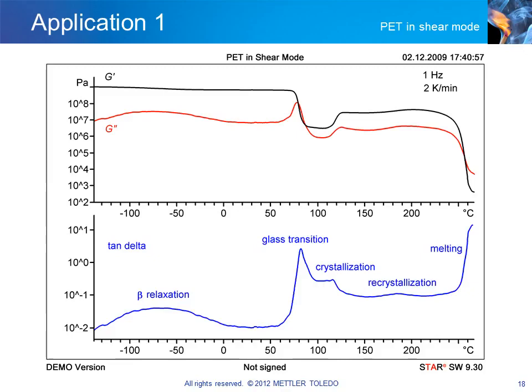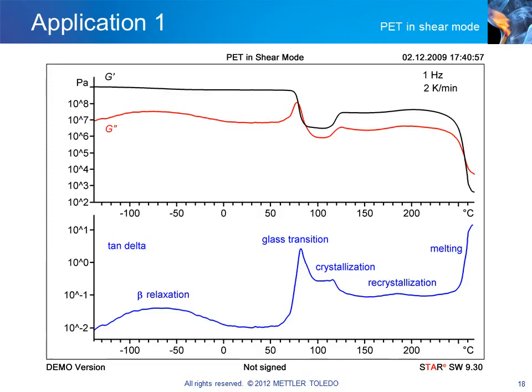The first effect is beta relaxation with a maximum at about -70 degrees Celsius. The glass transition occurs at approximately +80 degrees and is accompanied by a decrease in the storage modulus. At about 110 degrees, cold crystallization takes place and the modulus increases again. On further heating, the crystallites undergo recrystallization. From about 240 degrees onward, the crystallites begin to melt.